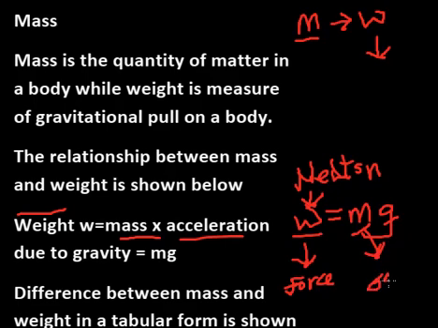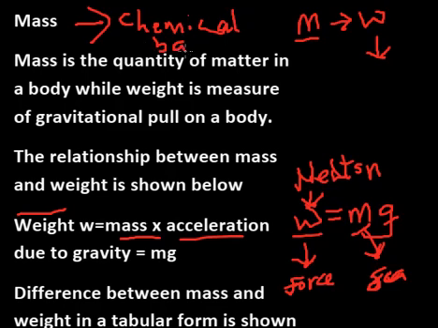Now if you go to the note, you're going to see a table that differentiates between mass and weight. But the important thing we need to know is that the measuring instrument of mass is what is known as the chemical balance, or beam balance. That is the measuring instrument. And of course, the chemical balance operates using the principle of moments.